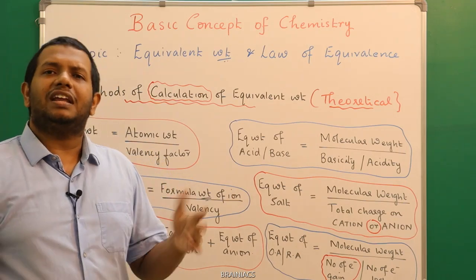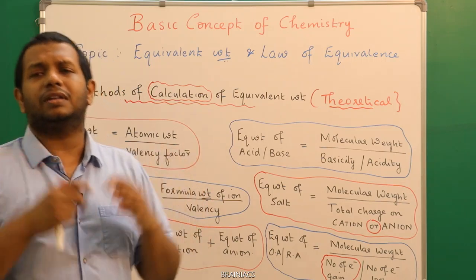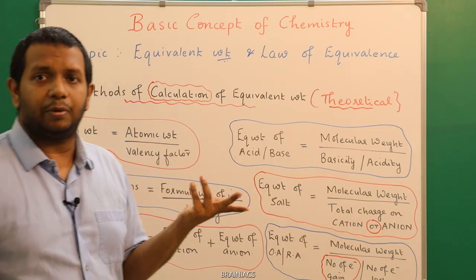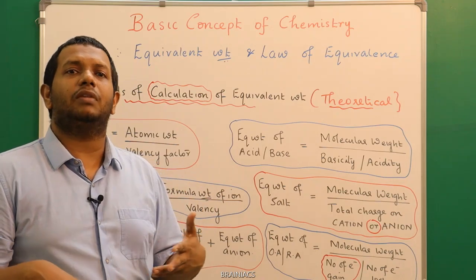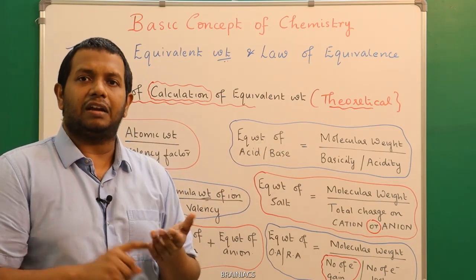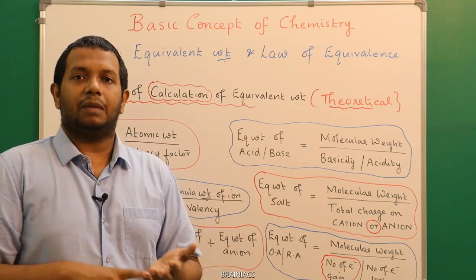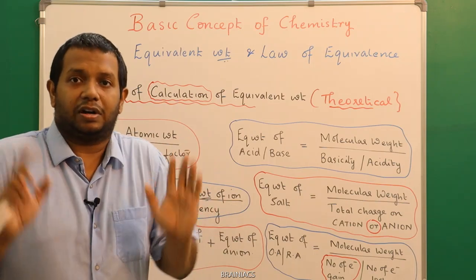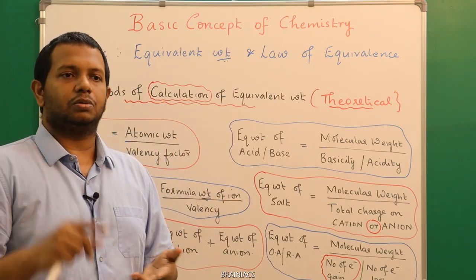Why am I saying the experimental method is required? Because you are discovering some new elements. You don't know anything about that. Then the best way to calculate the equivalent weight is to take that element and try to react it with chlorine. Then if that element says, sir, I will not react with chlorine, then okay, no issues, react with oxygen.